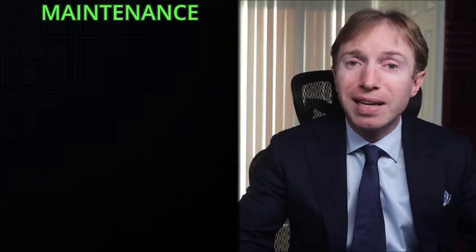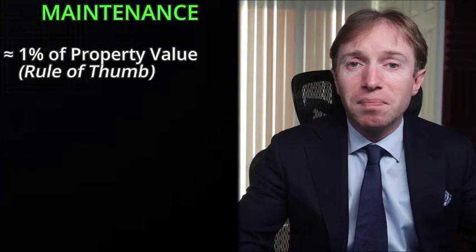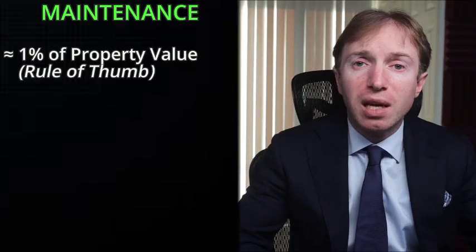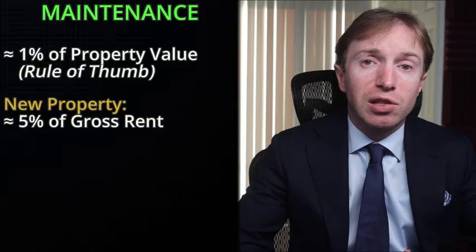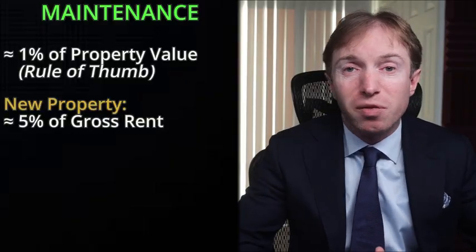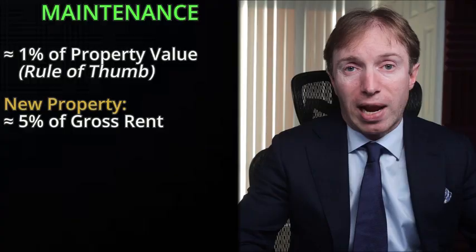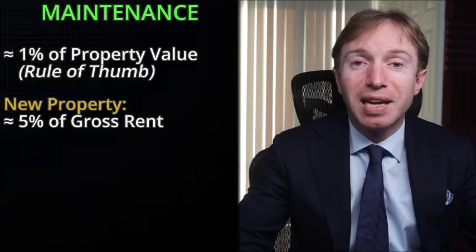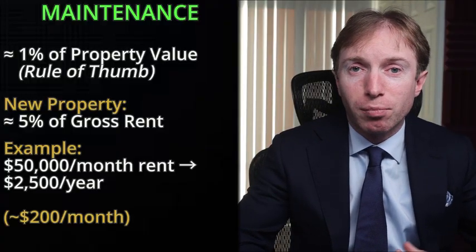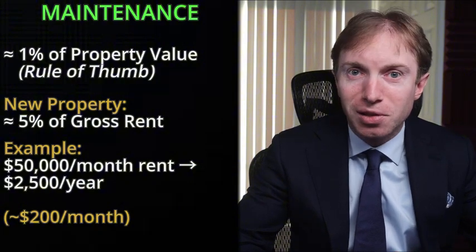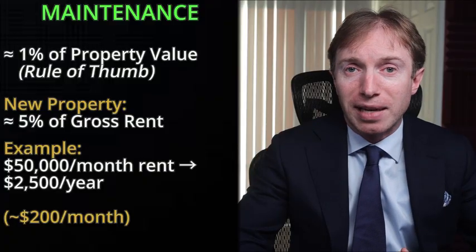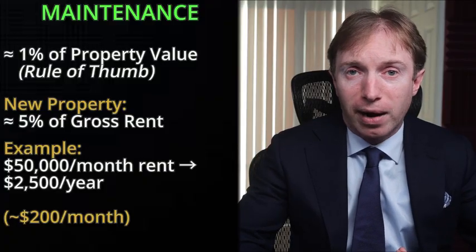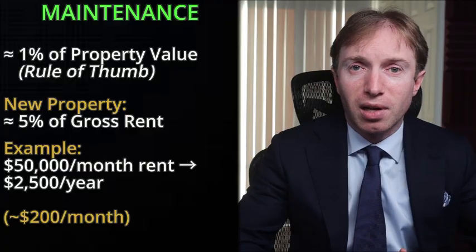You can also get maintenance. So maintenance is the next thing. You want to also subtract maintenance. A good rule of thumb, just for repair, could be something like 1% of the value of the property. Now, if it's a really new property, it might be as low as 5% of the gross rent. So look at the gross rent, take 5% of that. So if you're renting a property for, let's say, $50,000 a year, maybe $2,500 a year, or about $200 a month is your maintenance. Just odds and ends, minor repairs, things like that. But you want to have that set aside.